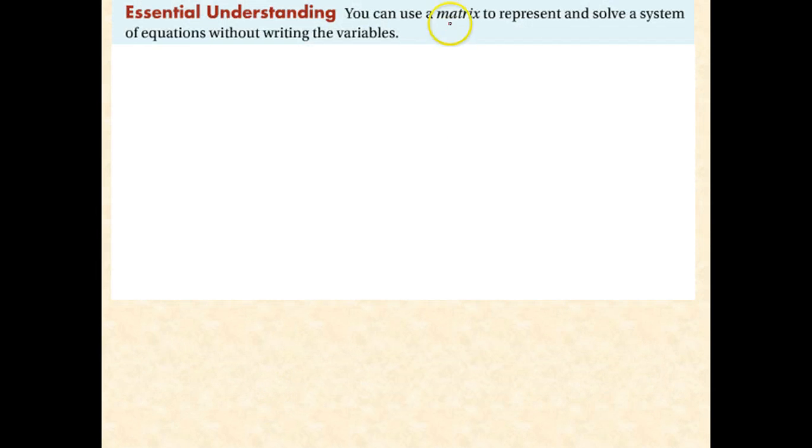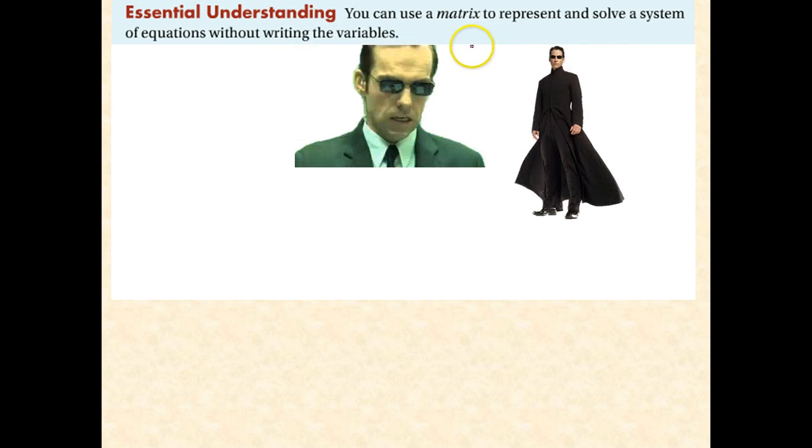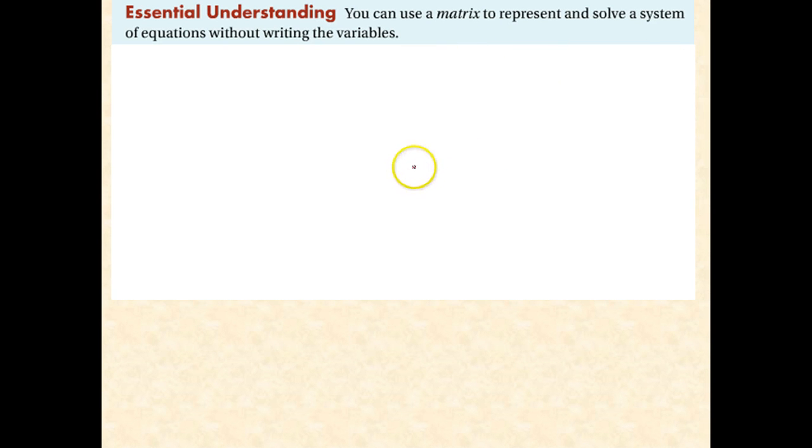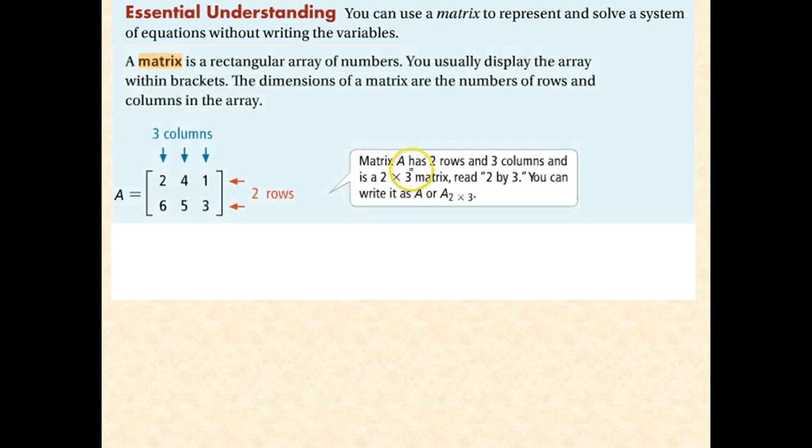So, we can use a matrix to represent and solve a system of equations without even writing the variables. What is a matrix, you ask? It is not this kind of matrix. It is a different kind of matrix. A matrix is a rectangular array of numbers. Usually, we display the array within brackets, like this. Sometimes you'll see it with big parentheses, but normally you'll see it with brackets.